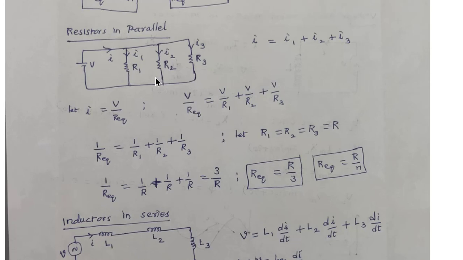So here there are 3 equal resistors connected in parallel. So we write here the resistance in terms of the number of resistors. Suppose n number of equal resistors are connected in parallel, in that case R equivalent we can write simply as R divided by the number of resistors n.